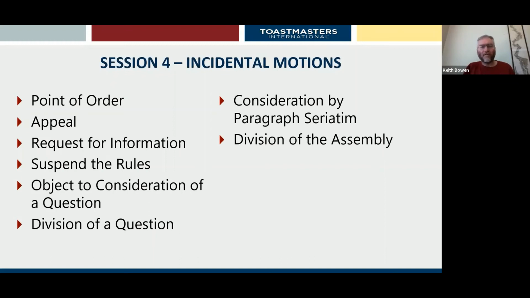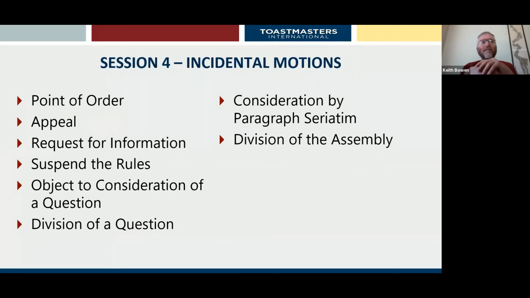All of this would effectively suspend what is already happening in the room, so that you're dealing with points of order and appeals. So they're incidental, but they're quite important because they deal with issues if someone's not being treated correctly.